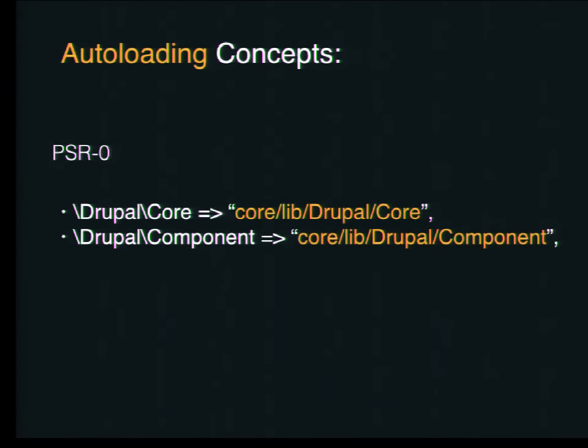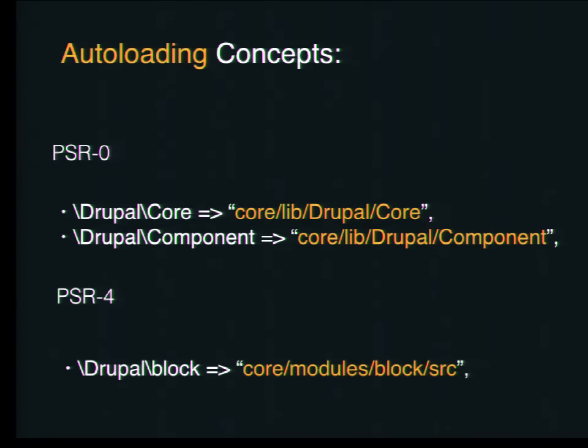So PSR-0 says something really simple. It says your class has a namespace on it, Drupal core, maybe, and that maps to a directory. Core, lib, Drupal core. So if I ever see a class whose namespace starts with Drupal core, I know that it's got to be in this directory or some subdirectory thereof. Cool? Makes sense? Same thing with Drupal component and many of our third-party vendor files as well. But that's kind of verbose. Like, we know it's Drupal core. Why is Drupal core in the directory structure?